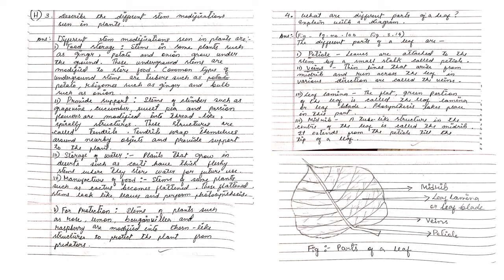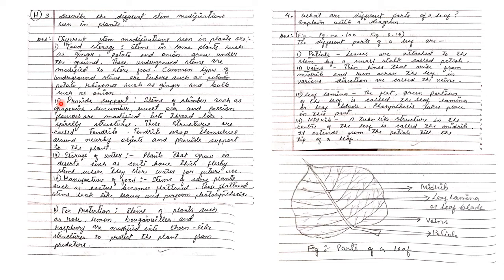Now let's discuss number 3. Describe the different stem modifications seen in plants. The different stem modifications seen in plants are, number 1, food storage. Stems in some plants such as ginger, potato and onion grow under the ground. These underground stems are modified to store food. Common types of underground stem are tubers such as potato, rhizomes such as ginger and bulb such as onion.